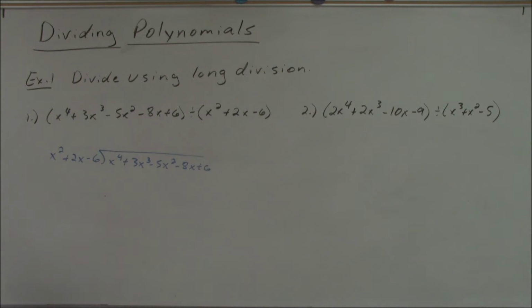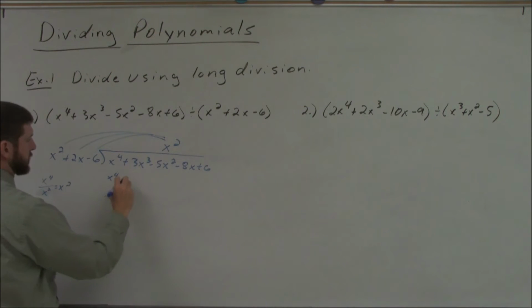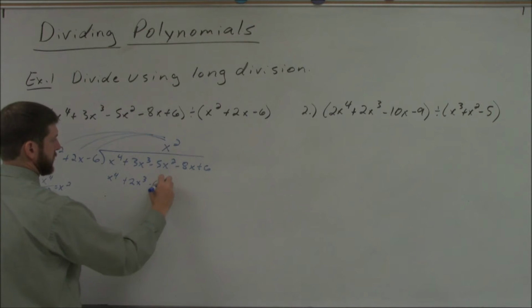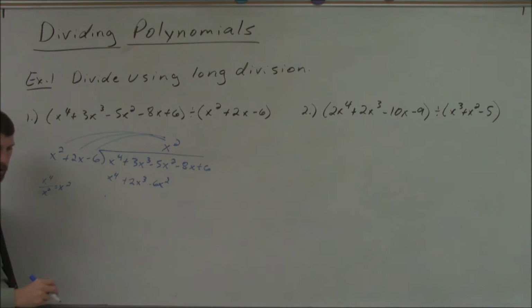And we've got our 3 steps: first divided by first, multiply and subtract. So I'm going to take my first and divide it by my first. X to the 4th over x squared is x squared, so let's put it up top. And we multiply by that. X squared times x squared is x to the 4th, so that checks. X squared times 2x is 2x cubed. X squared times negative 6 is negative 6x squared. Like terms are all lined up, so everything seems to be okay.